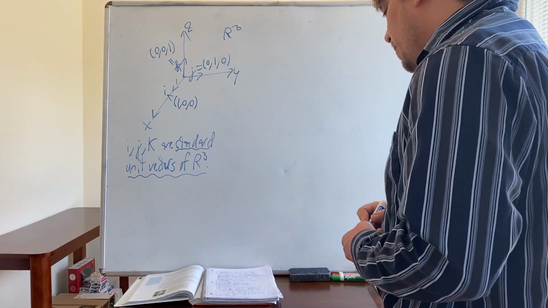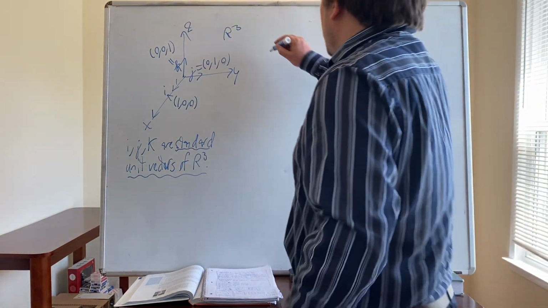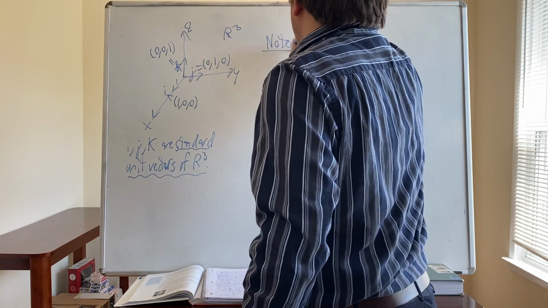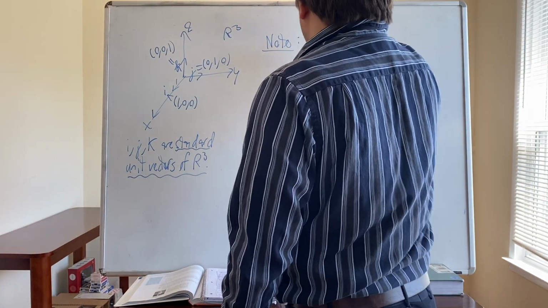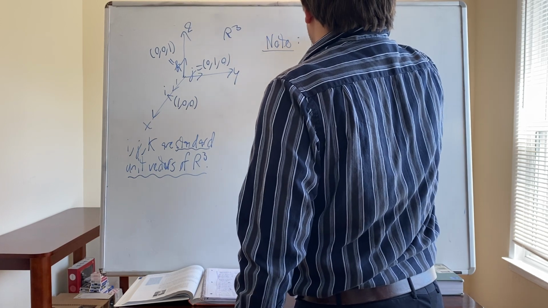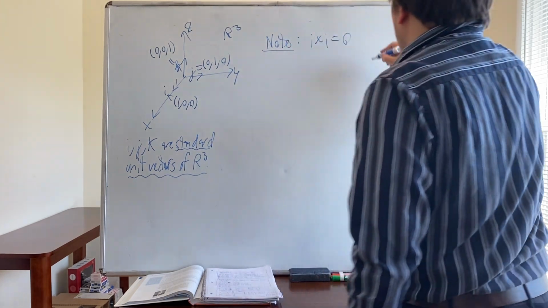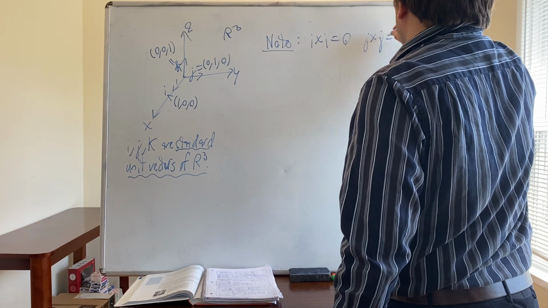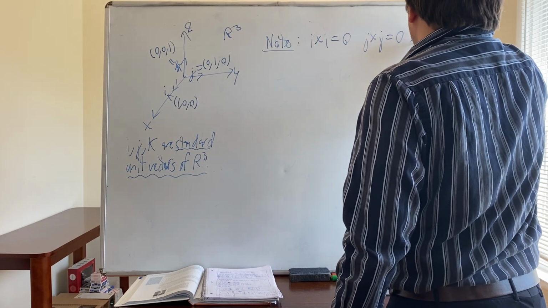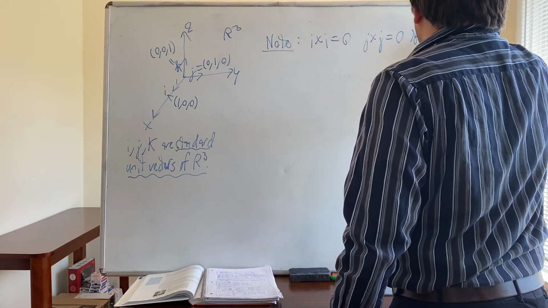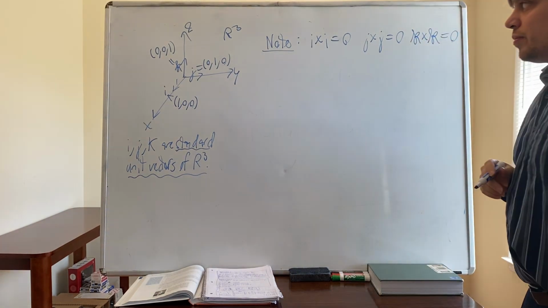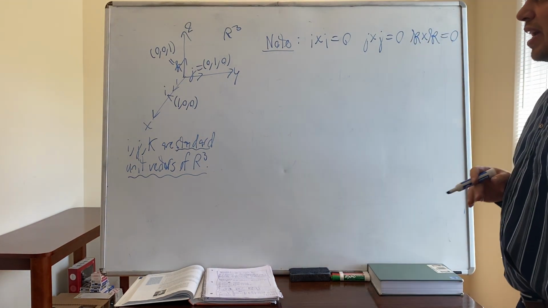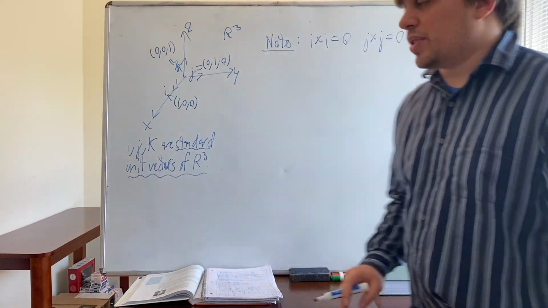This is an important note about these vectors i, j, and k, the standard unit vectors of R3. If you take i cross i, it's equal to 0. If you take j cross j, it's equal to 0. If you take k cross k, it's equal to 0. So if you take any of these standard unit vectors and take the cross product with itself, you get 0.